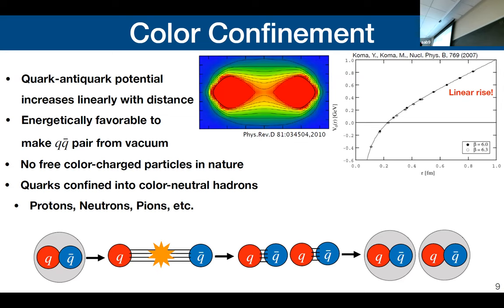Of course, you can't have an infinite energy density. So it becomes energetically favorable to make a q-qbar pair out of the vacuum. That's shown by this diagram at the bottom, where if you have a quark anti-quark pair and you pull them apart, there are these strong field lines, and if you make a q-qbar pair, those field lines get terminated and reduce the total energy of the system. But then you have two pairs of q-qbar, right? The consequence of this is that there are no free color charges in nature. They're all bound up into particles that are color neutral. This is known as color confinement, and it's the reason why quarks are confined into what we know as hadrons, which are like protons and neutrons, and also things like pions.